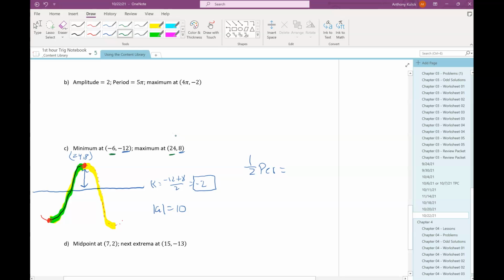So the horizontal distance, how far is it from negative 6 to positive 24? Here's your redemption chance, Jane. How far is it to go from negative 6 to positive 24?